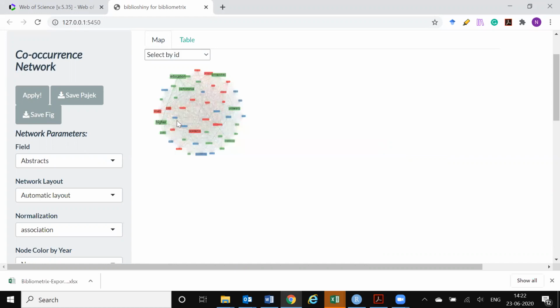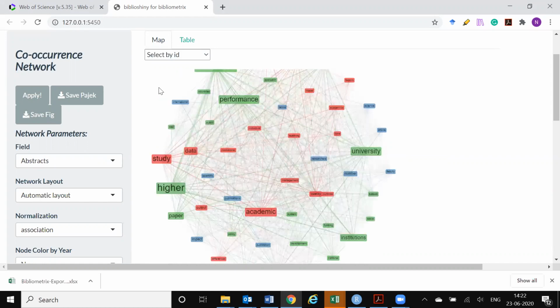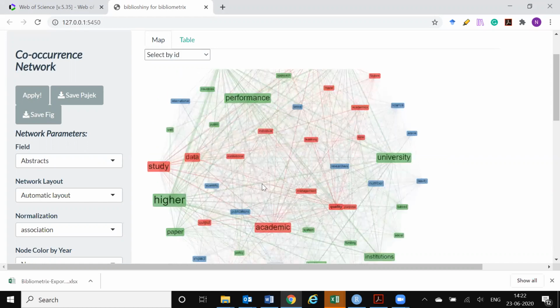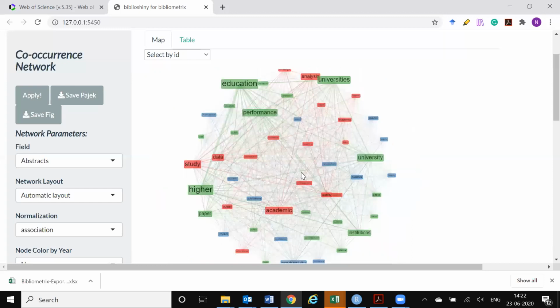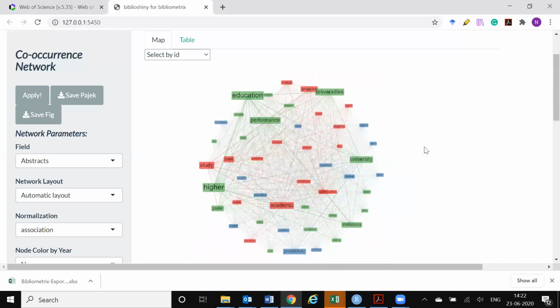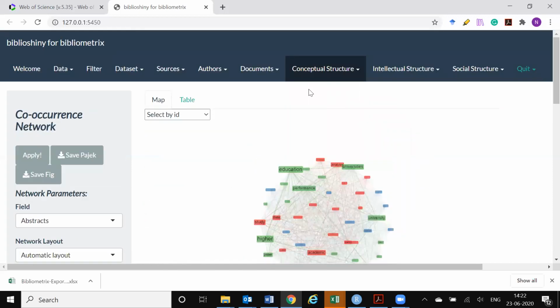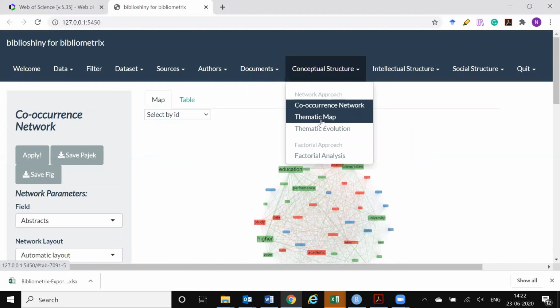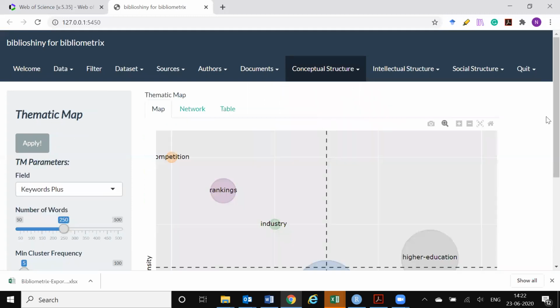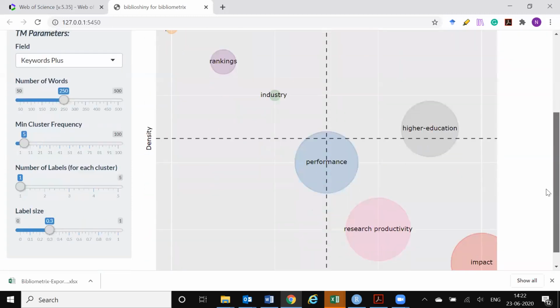Now, when you look at these keywords, the size of the keyword shows how frequently it is occurring, and the thickness of the lines between them shows how frequently the two of them are occurring together. This is just a visual representation. Once again, it gives the various themes your field is generally covering. Thematic network is something similar in a different format.